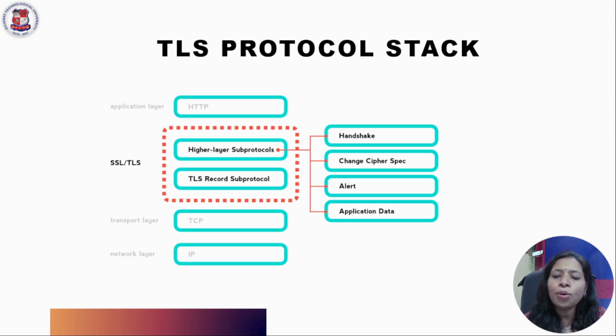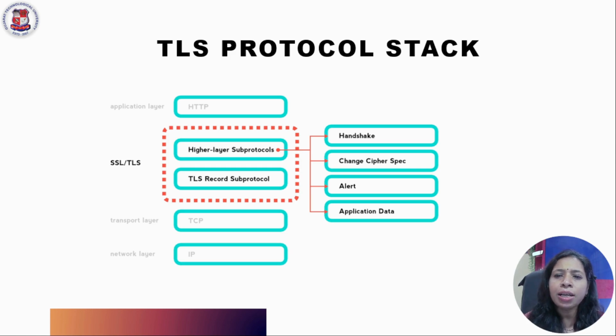Now let's discuss the TLS protocol stack. To provide secure communication, TLS mainly uses a layered protocol stack architecture. In this architecture, multiple protocols work together to establish and maintain a secure communication. At the top of the stack, there is an application layer. You can see in the diagram, which includes applications such as web browsers, email, or online services.